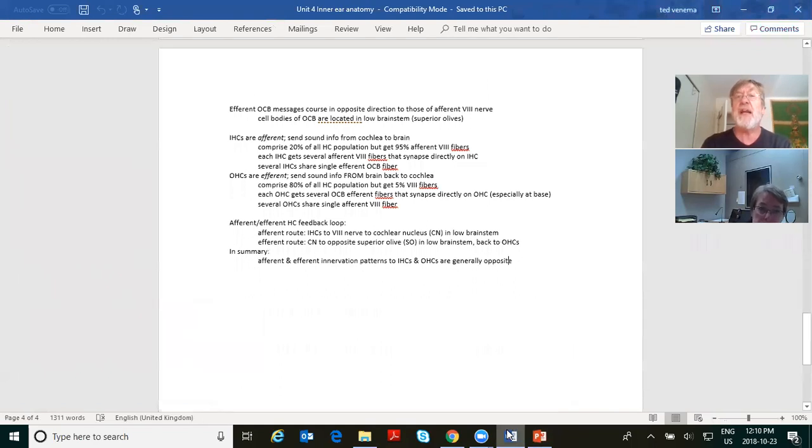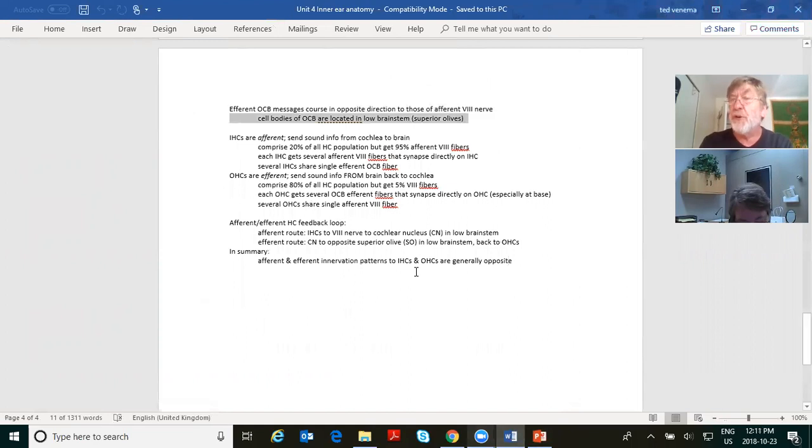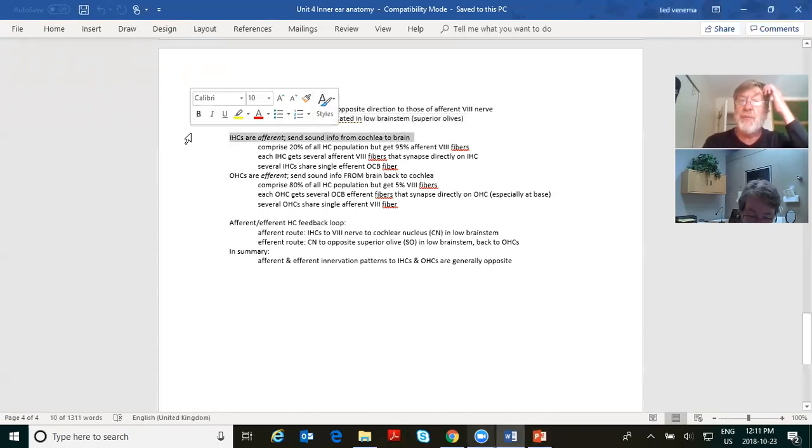So if we're looking at the end or page 4 now, this is as far as we go in anatomy of the inner ear. Efferent olivocochlear bundle messages course in the opposite direction to those of the afferent eighth nerve. The cell bodies of the olivocochlear bundle nerve are located in the low brainstem, superior olives. Inner hair cells are afferent. They send info to the brain, from the cochlea to the brain.